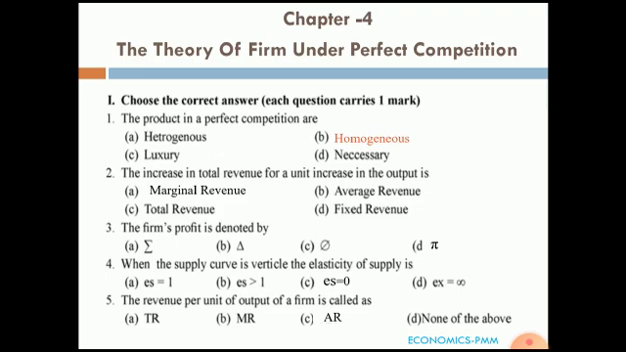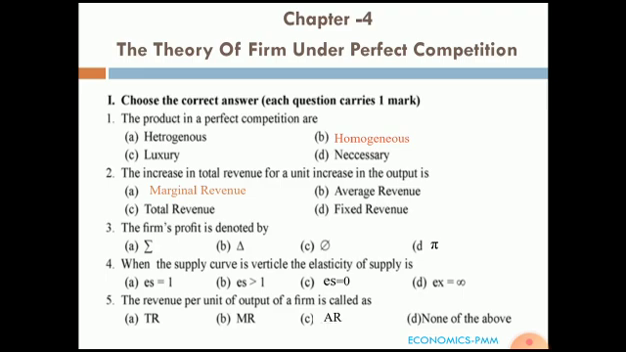Second one, the increase in total revenue for a unit increase in the output is. Here for the total revenue, anything additional if the output is increasing or when the producer sells, the seller will be getting revenue and that revenue is called as marginal revenue. So the correct option here is option A, marginal revenue. So increase in or any addition to the total revenue is called as marginal revenue.